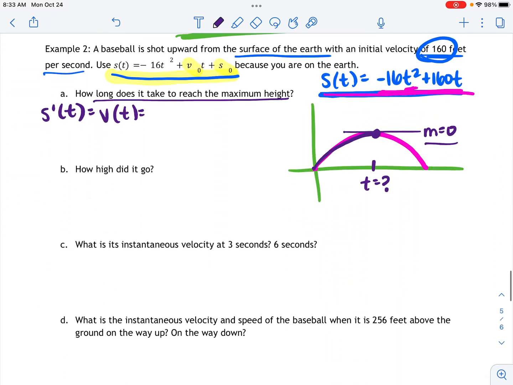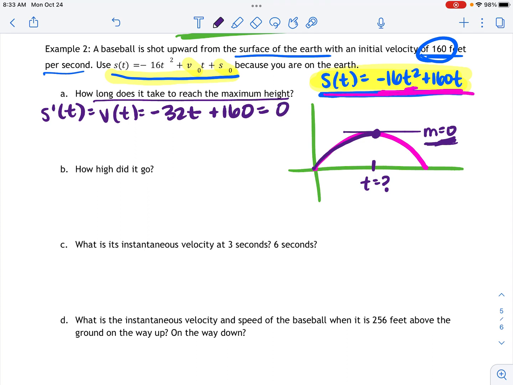So when I do the derivative of my position equation, I'm going to be looking at my position equation here. If I do the derivative of that, I'll get a velocity equation. It'd be negative 32t plus 160. That's just using the power rule. If I have a velocity equation and I already know what I want my slope to be, I'll set it equal to what I want my slope to be, which is 0.